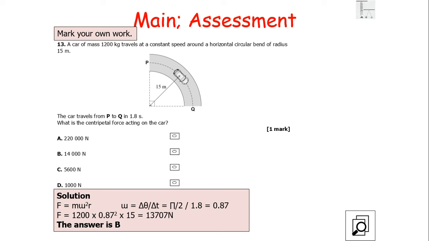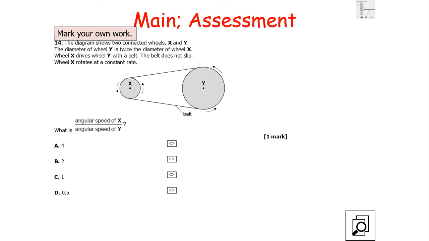We then can use the centripetal force equation, F equals m omega squared r. We know m is 1,200 kilograms, we've worked out omega, and r is given in the question, 15. So we get an answer of 13,707 newtons, which rounded correctly is 14,000 newtons. The answer is B.